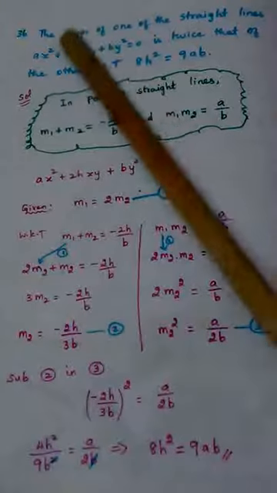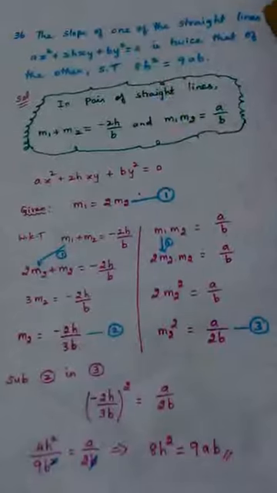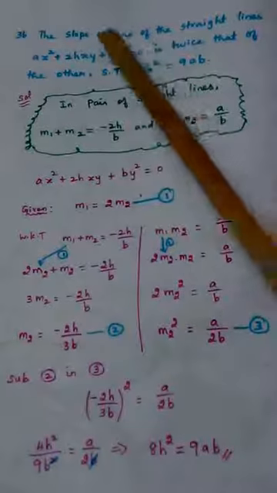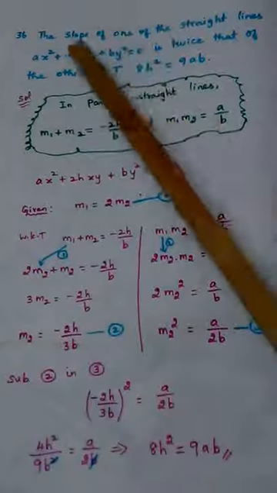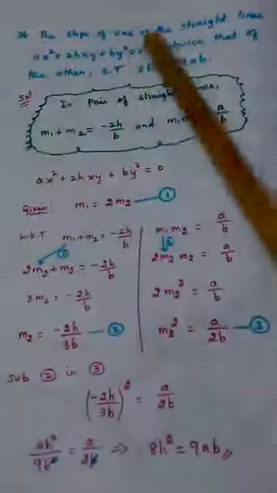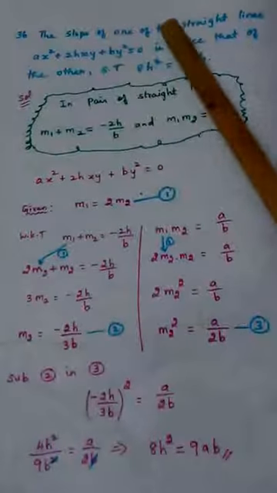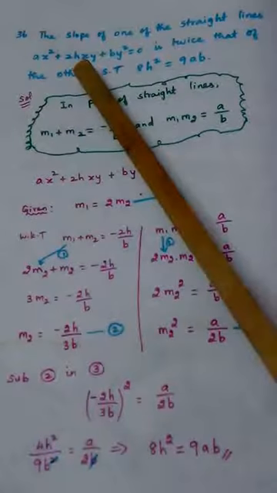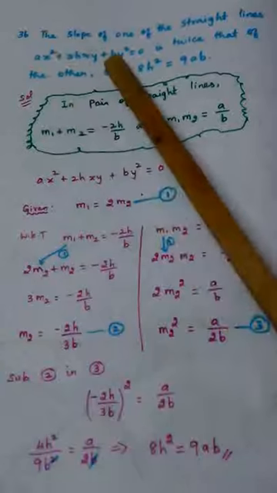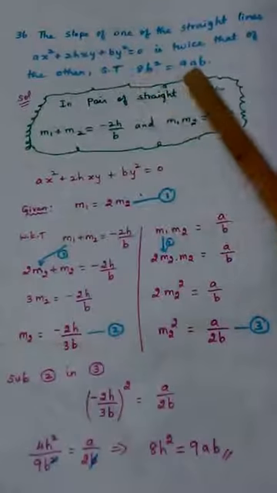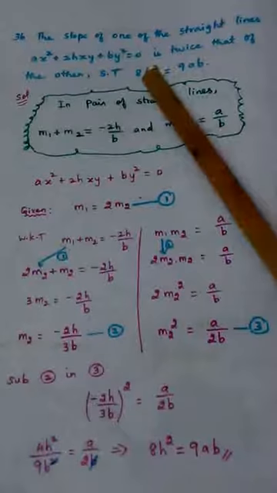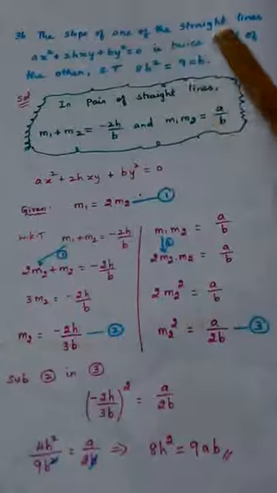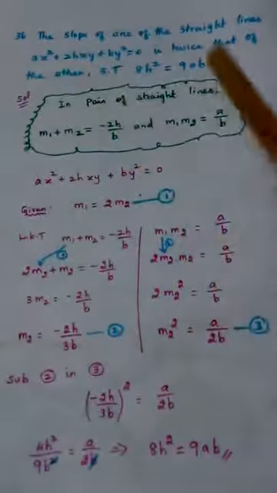36th question. The slope of one of the straight lines ax square plus 2hxy plus by square equal to 0. So this is the second degree equation given, and it contains two straight lines, out of which the slope of one of the straight lines is twice that of the other. So the slope of the first line is 2 times the other. Then show that 8h square is equal to 9ab. This we need to prove. Condition given is the slope of one of the straight lines is twice that of the other. Then we have to prove this result.